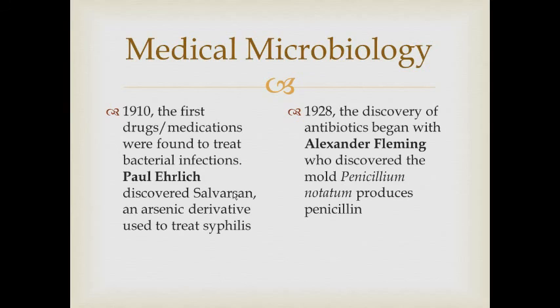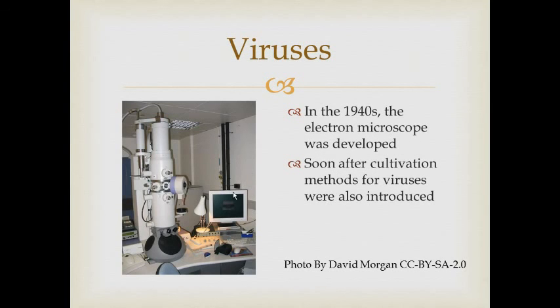Up until the mid-1900s, most of the discoveries in microbiology were working on the bacterium, as work with the viruses could not be effectively performed due to the lack of proper instrumentation. However, in the 1940s, the electron microscope was developed. Soon after, cultivation methods for viruses were also introduced. With these two discoveries, the knowledge of viruses developed rapidly and is continuing to grow. The field of microbiology continues to grow and is now one of the fastest growing divisions in the biological sciences.